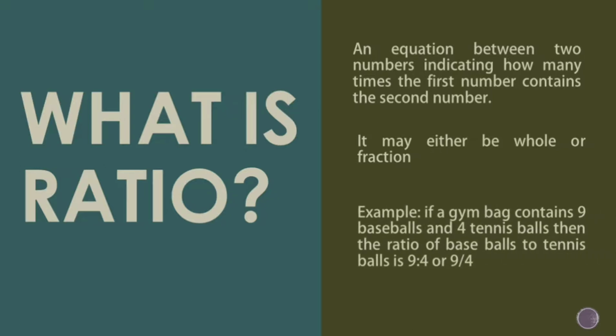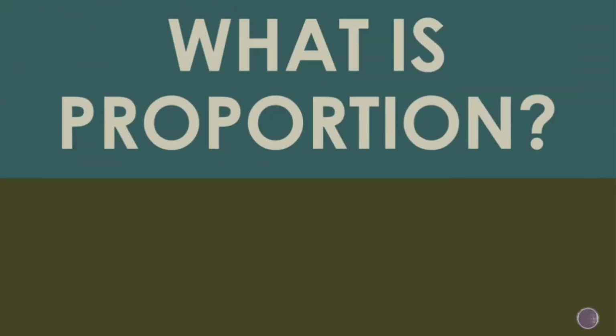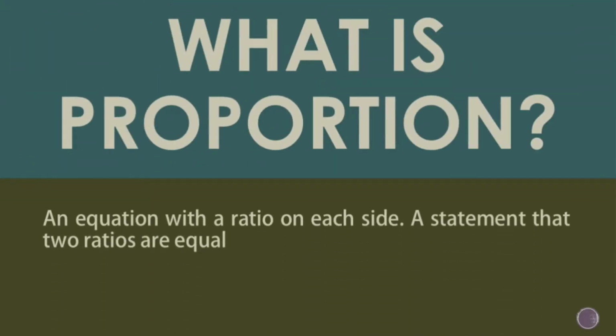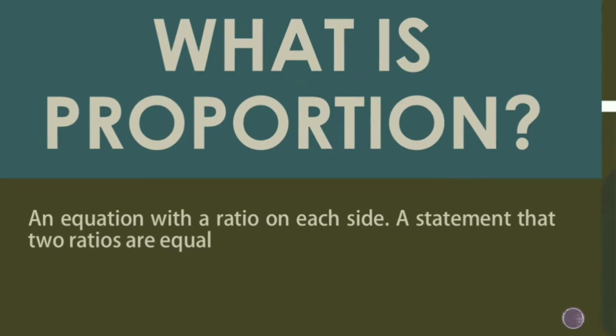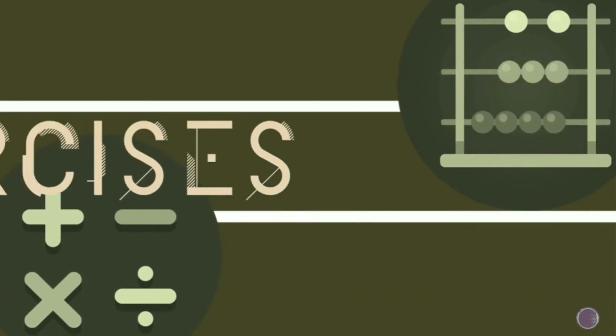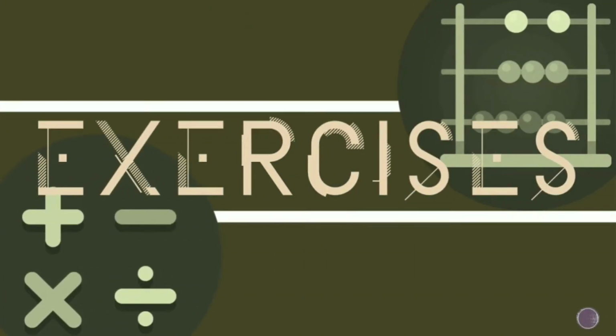For example, if a gym bag contains 9 baseballs and 4 tennis balls, then the ratio of baseballs and tennis balls is 9:4. Or if we write it 9 colon 4, or simply 9/4. Next is proportion. Proportion is an equation with a ratio on each side. It is a statement where two ratios are equal. Here are some exercises that can help us understand ratio and proportion.